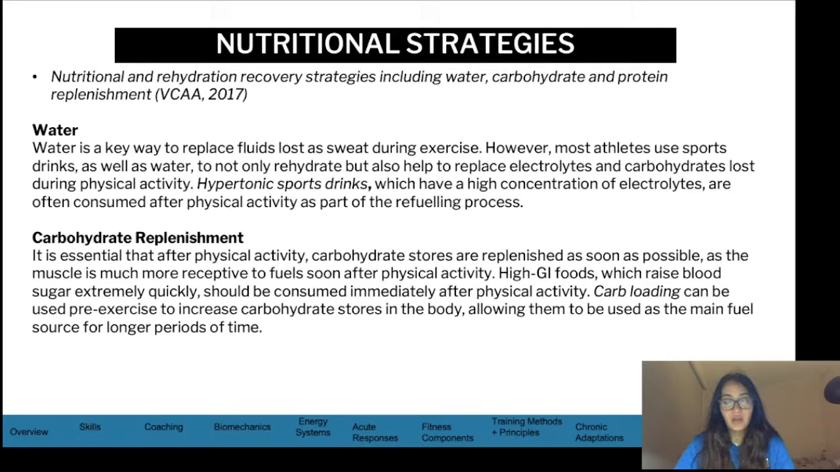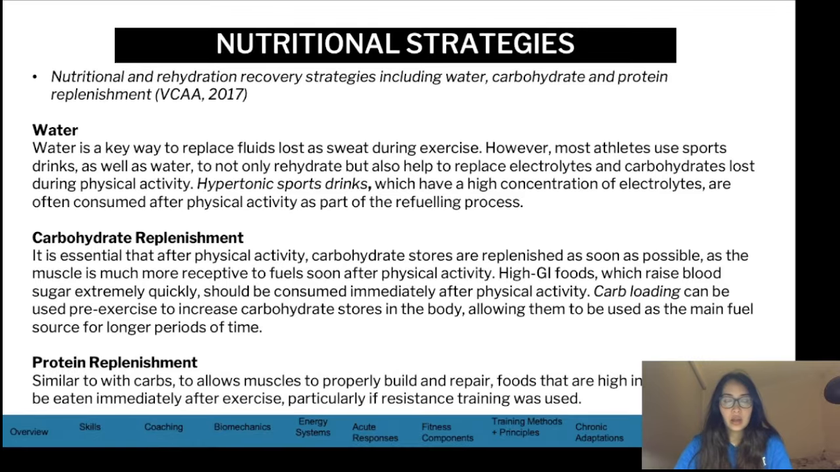After you've just done a whole half marathon, you might want to take some high GI foods like lollies or chocolates or snacks. They help to raise your blood sugar extremely quickly and should be consumed very quickly after physical activity. You can use carb loading in the precursor to an exam or a race, because it helps you to store up the glycogen stores in your body, and so you've got more glycogen which you can rely on.